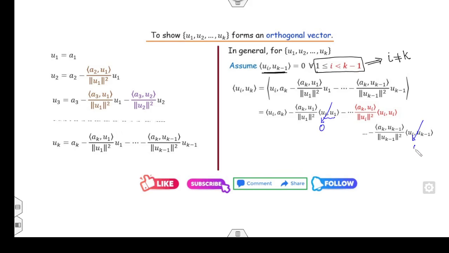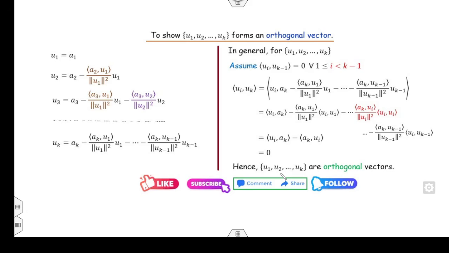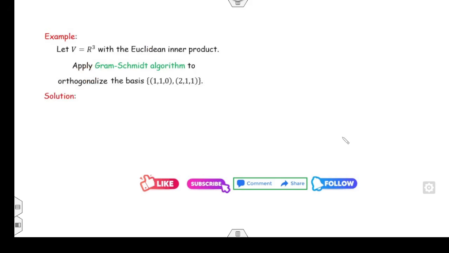Fine. The last number will be 0. The only number left behind is whenever i is equal to k. So that means ui ak will be cancelled, then it will be ak comma ui, so that is again 0. Hence the formulated ui's are orthogonal vectors. And once they are orthogonal, you can easily convert them into orthonormal. Now let's start with one numerical example so that you can easily understand it.